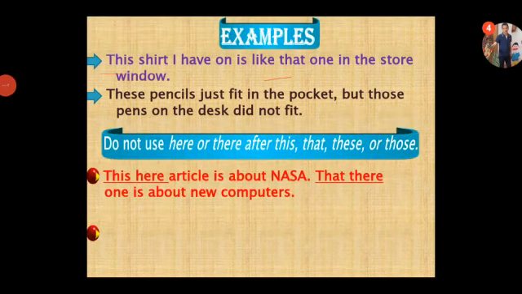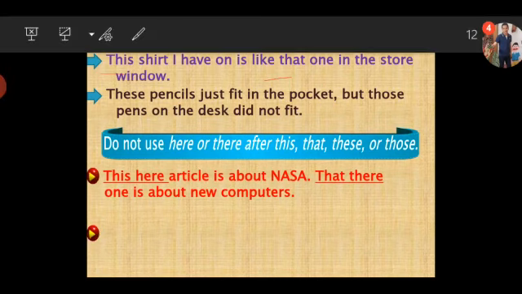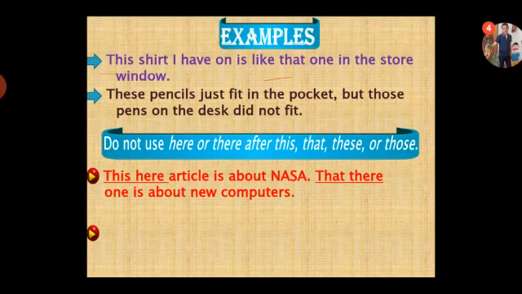So take care of the most important point that we have to take into consideration. Again, don't use here or there after this or that, these or those. Look at this sentence: This here article is about NASA. That there one is about new computers. You cannot use here or there after this or that. Don't use here or there after any of the demonstrative adjectives.